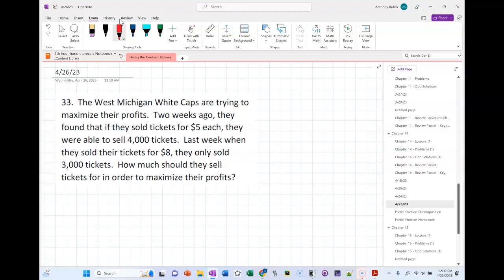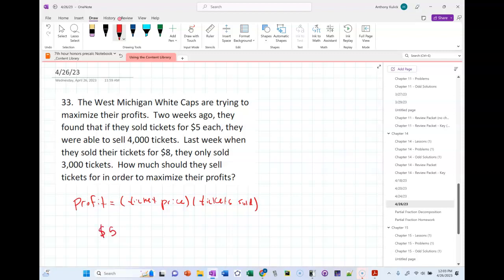The West Michigan Whitecaps are trying to maximize their profits. Two weeks ago, they found if they sold tickets for $5 each, they were able to sell 4,000 tickets. Last week, when they sold their tickets for $8, they sold 3,000 tickets. How much should they sell their tickets for in order to maximize their profits? So in this case, the profit is just going to be the ticket price times number of tickets sold. Everybody cool there?